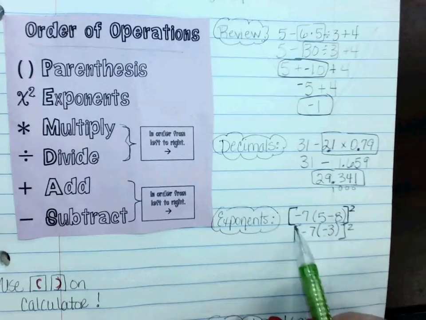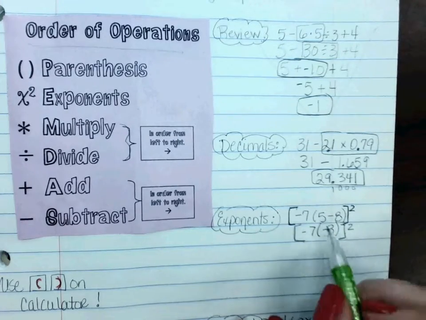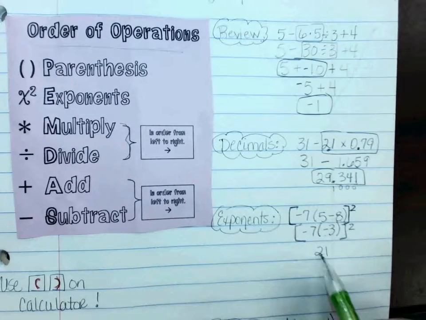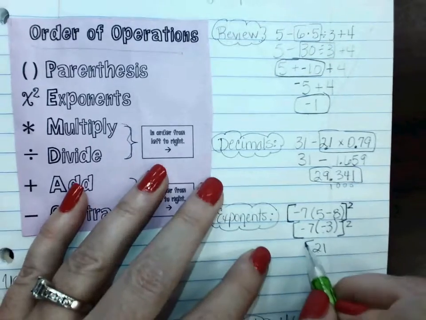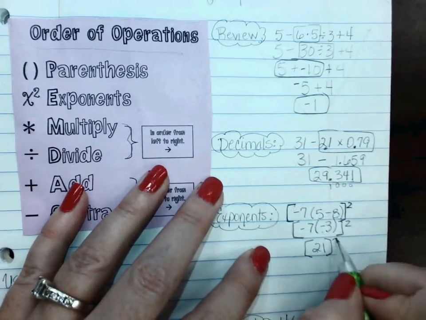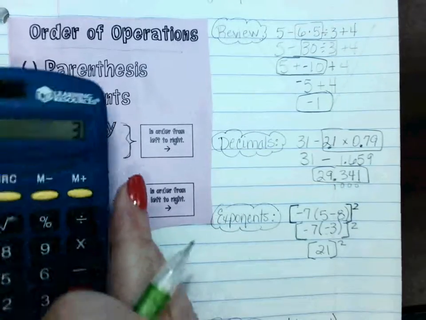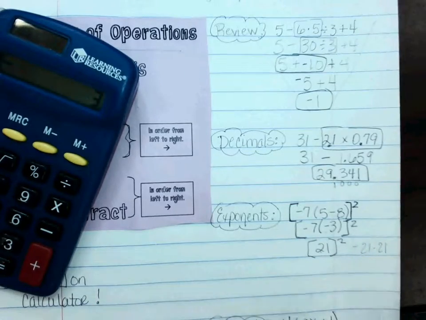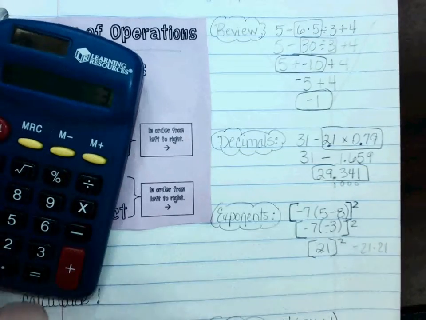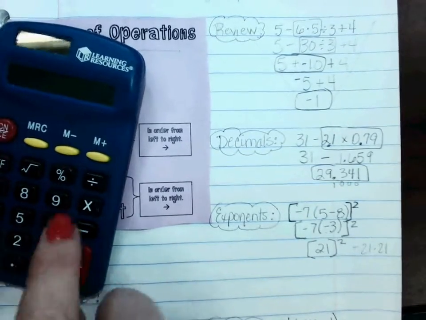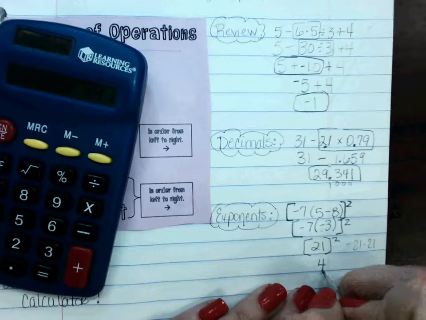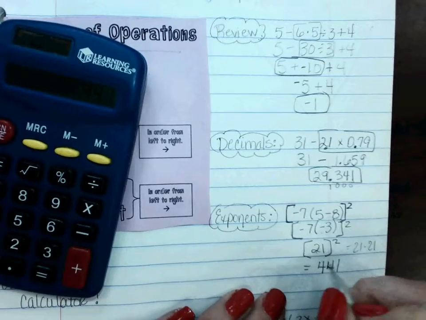I still have something to do on the inside of these brackets, which is just another set of parentheses. 7 times 3 is 21. And when multiplying and dividing, two negatives make a positive. So that is positive 21. Now I'm going to square it, and that means 21 times 21. You write the base number that many times, and 21 times 21 is 441.